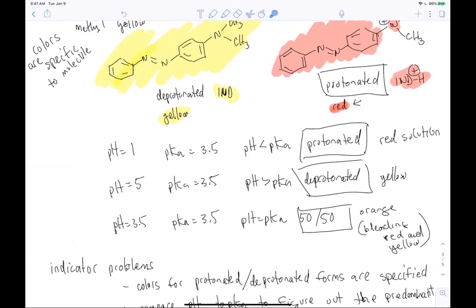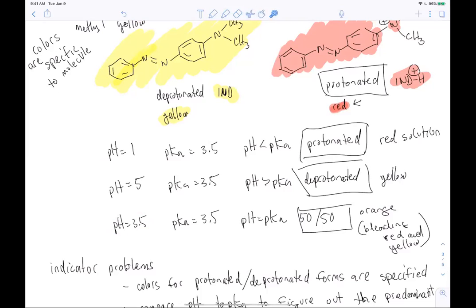And at some point, depending on the dye itself, and it probably depends on a bunch of different things, you're going to switch from being orange to just straight up yellow. I am not super worried about those borderline cases. I just want you to know that when the pH and the pKa are really close, it's going to be the same color. I guess what I'm saying is just assume that this always holds.